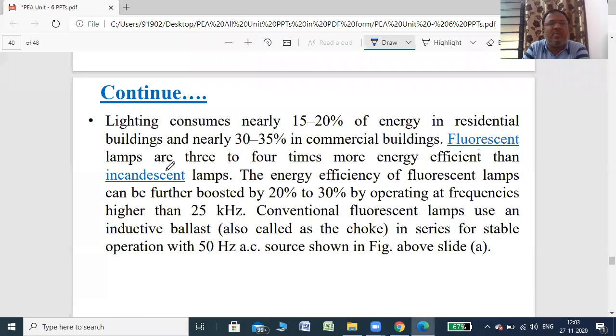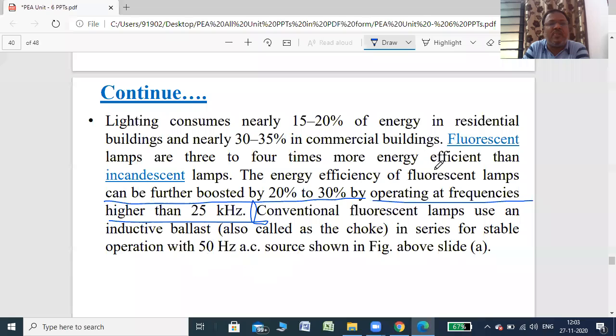Fluorescent lamps are 3 to 4 times more energy efficient than incandescent lamps. Okay, the energy efficiency of fluorescent lamps can further be boosted by 20 to 30% by operating at higher frequency, right? Higher than 25 kilohertz frequency. So same fluorescent lamp, as we know that incandescent lamps are now totally outdated from the market.